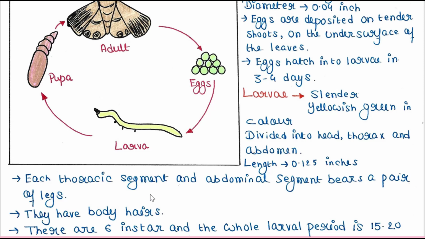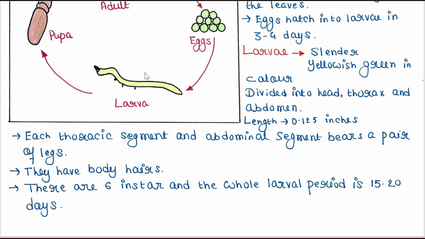Each thoracic segment and abdominal segment bears a pair of legs. So 2 legs are there in each thoracic segment and each abdominal segment also. They have body hairs on their body and there are a total of 6 instars, and the whole larval period is 15 to 20 days. So after eggs, it is the 1st, then 2nd, then 3rd, then 4th, then 5th, then 6th instar stages. 6 stages are there.